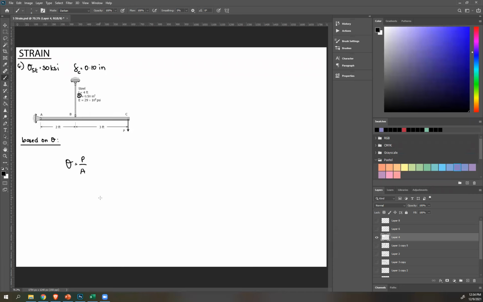Cross-sectional area of steel is given, so no problem there. My problem is getting P for steel. So to get P, that's the internal load of steel. Like what we did before, I need to create a free body diagram involving that steel. Which is easy enough because that steel is kind of like a rope, right? Where you cut, if you cut that rope, there'll just be this force outward, which is your tensile force. So let's draw a free body diagram based on that.